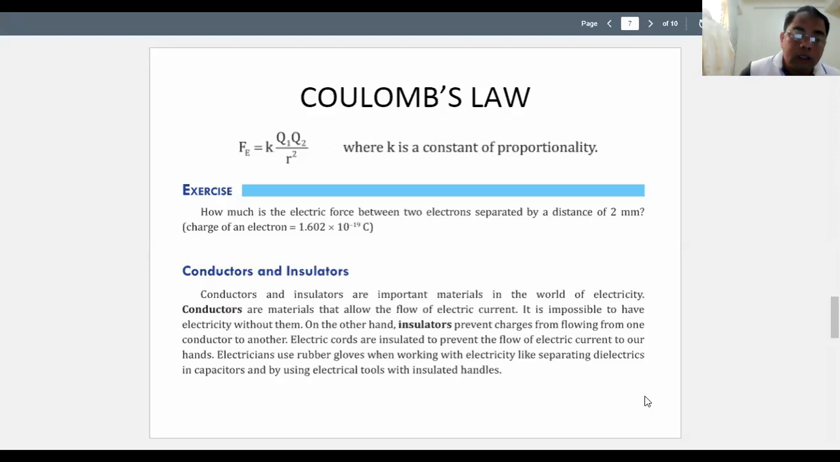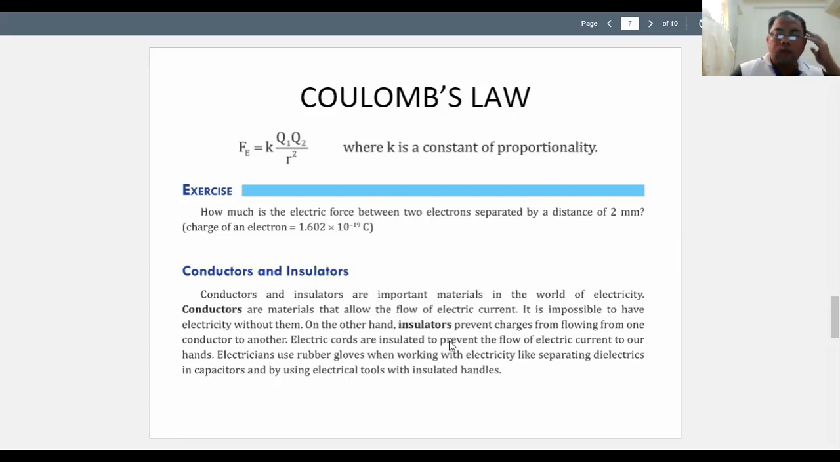Like when you're working with electricity, you have to have a tool or equipment with very good insulation. Don't forget to use a plier or a screwdriver that has good insulation when you're dealing with live wires, where there's the presence of electric energy in the wire. Or else, if you forget that, you'll get electrocuted. Electric cords are insulated to prevent the flow of electric current to our hands. Electricians use rubber gloves when working with electricity.